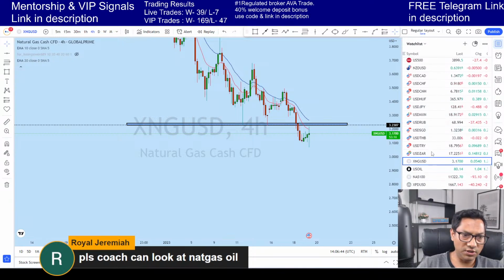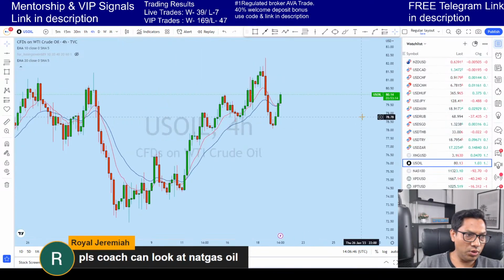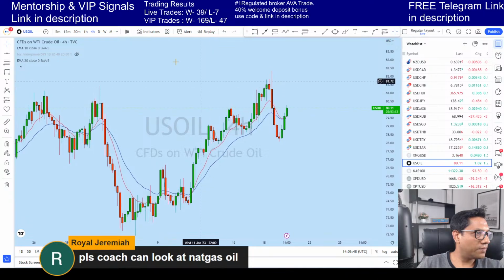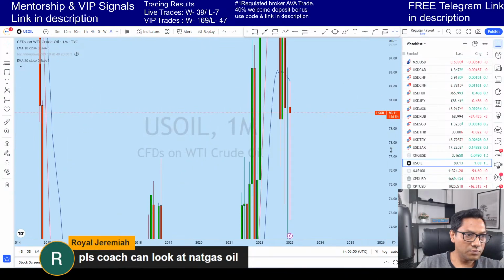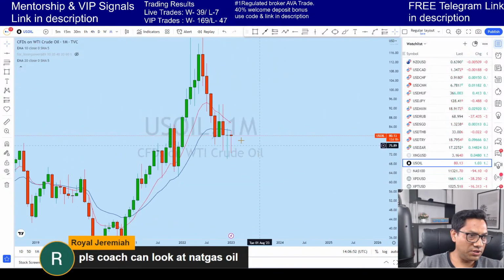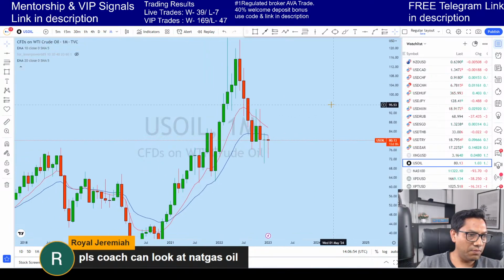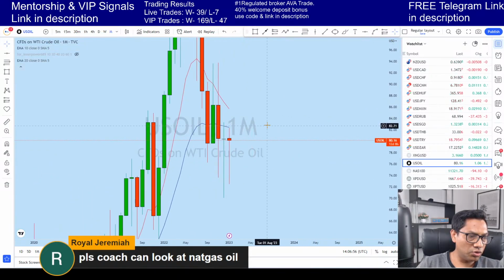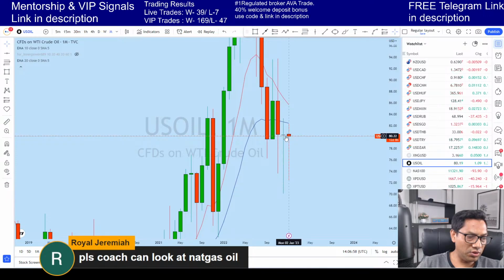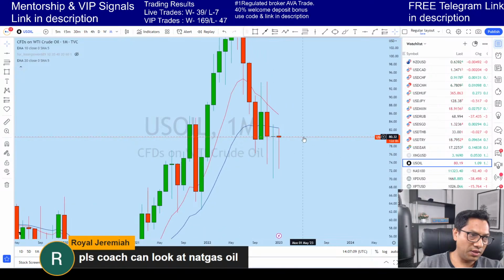or XNG USD. Looking at US oil, what we see is that after the monthly doji, this month the price has also come back to this level, to the doji zone, and then has dropped a lot, again going back to the same opening and closing zone from the monthly perspective.